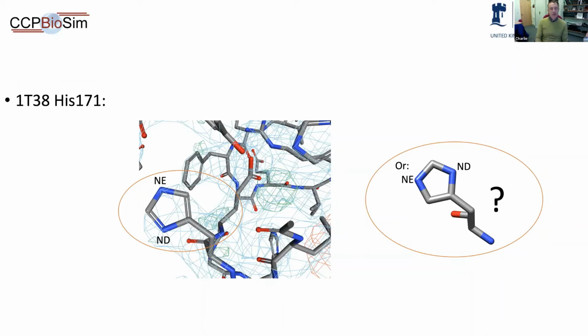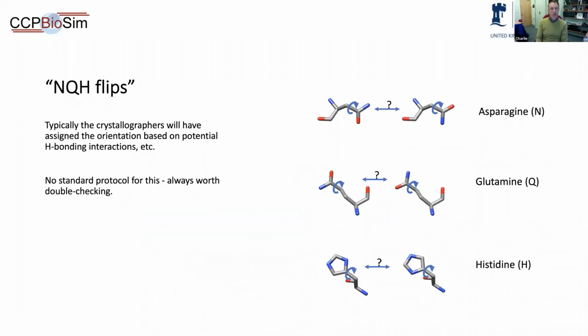So this problem of ambiguity in the density is something that does turn up quite a lot. And this is something called NQH flips, because they apply to asparagine, glutamine as well, and to histidine. So how will the crystallographer have dealt with this? Well, probably what they will have done is analyze themselves what they think the hydrogen bonding patterns would be if it was one way round or the other way round. And then they've made a decision, and that's what's gone into the model that's deposited in the Protein Data Bank. But there's no standard protocol for doing this. You don't know what the crystallographers did.